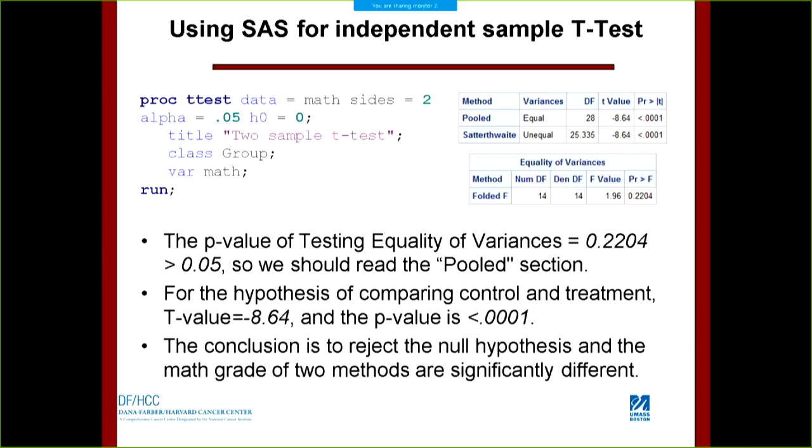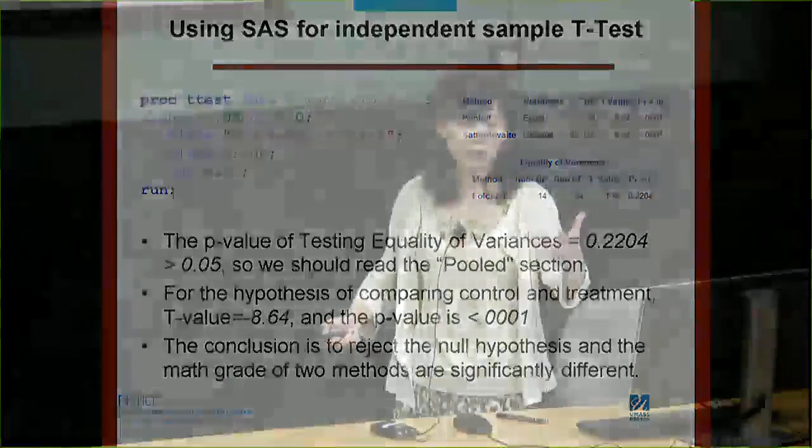So the conclusion is that the math grades of the two methods are significantly different. The new method will make the math grade much higher compared to the ordinary method at the 5% significance level here.